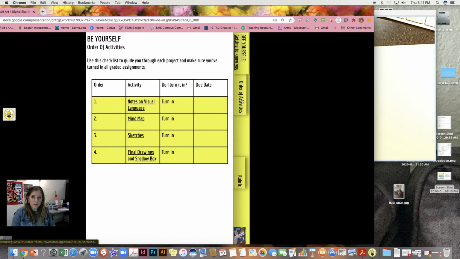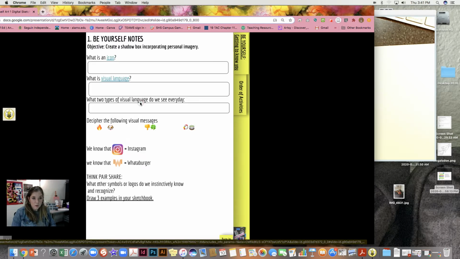So first, let's look at the order of activities. You will have to turn each of these things in. These will all be done in your sketchbook except for your final drawings and your shadow box. Today we're going to take notes on visual language.